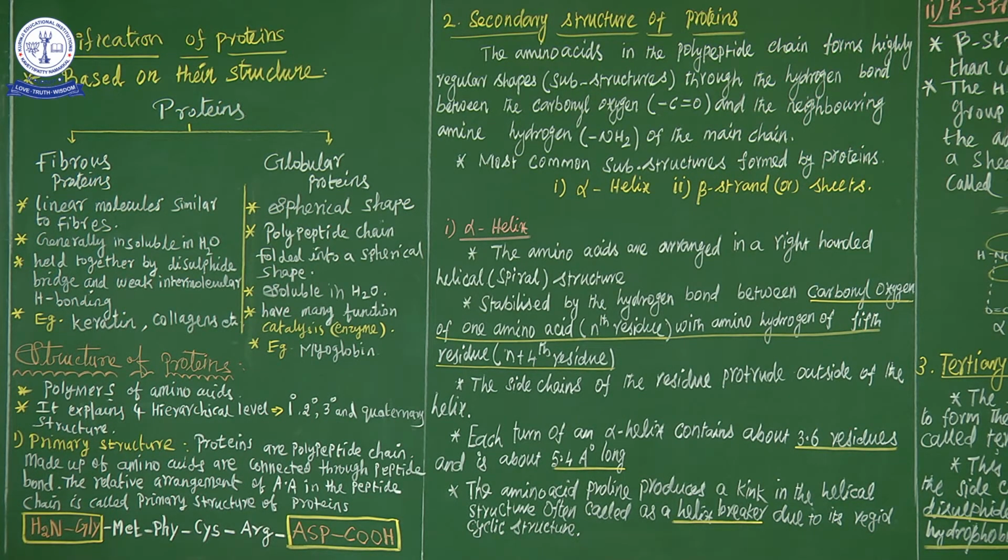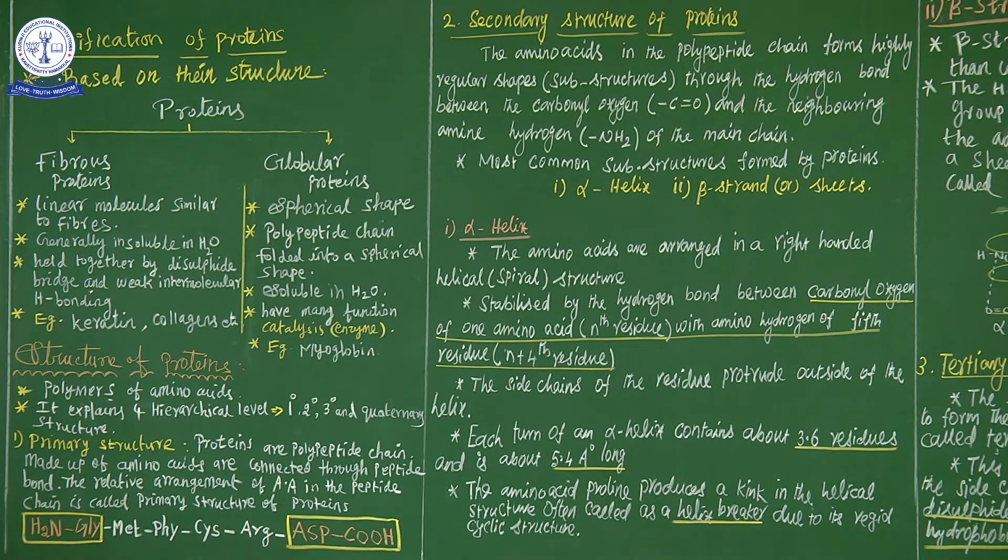So they are linked by the peptide bond, and then there is the interaction between the amino acids. Other than the peptide bond, between the protein molecules there is a formation of disulfide bridge and weak intermolecular hydrogen bonding. Fibrous proteins are linear molecules similar to fibers. These are generally insoluble in water and are held together by disulfide bridges and weak intermolecular hydrogen bonds.